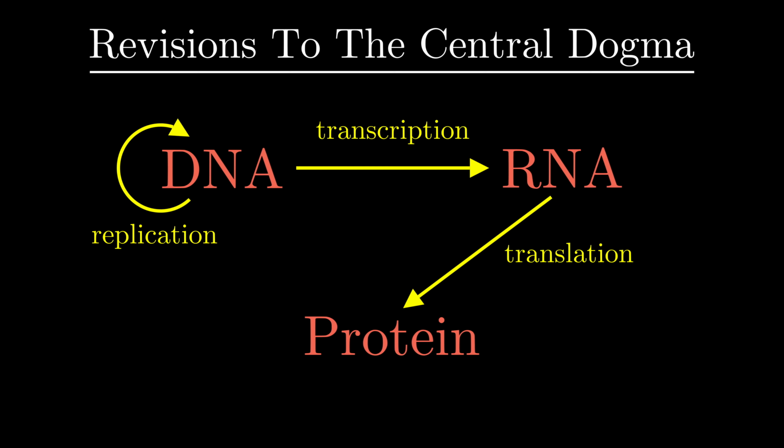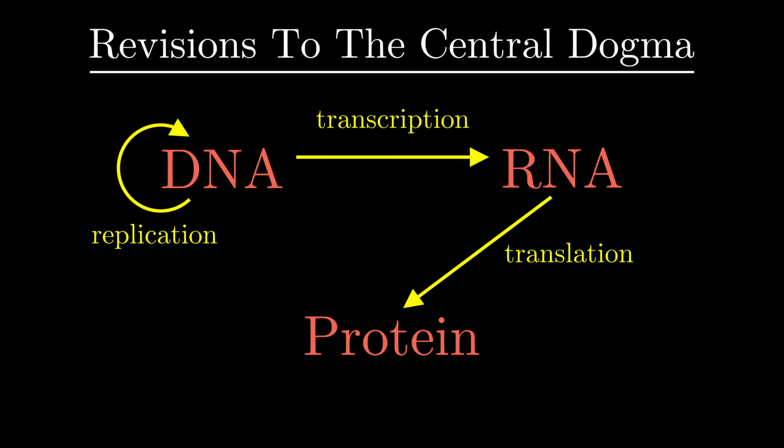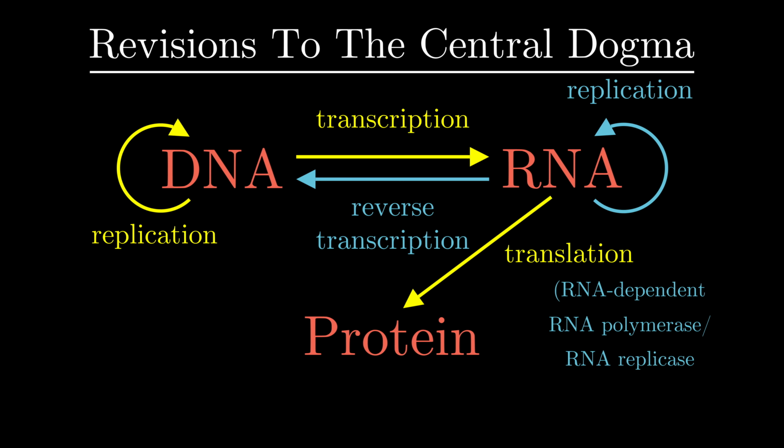So in light of the discovery of reverse transcriptase, we have to revise the central dogma to allow information flow from RNA to DNA, and we naturally call this reverse transcription. From subsequent discoveries, we also know that it is possible for some viruses to directly copy their RNA genome to make a new molecule of RNA. This is basically just like DNA replication, but with RNA, and it is carried out by an enzyme called RNA-dependent RNA polymerase, or alternatively RNA replicase. So the bottom line here is that I am showing the current iteration of the central dogma, and the pathways in blue are the ones that are exclusively used by RNA viruses.